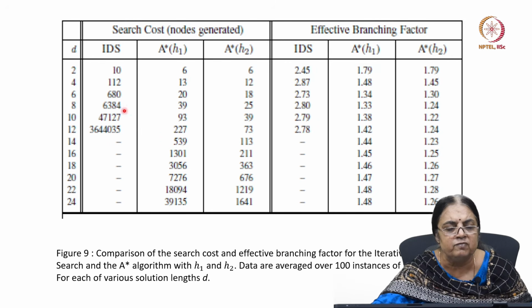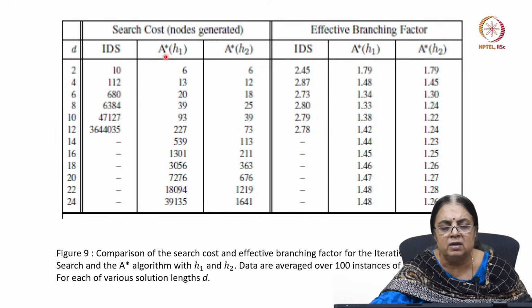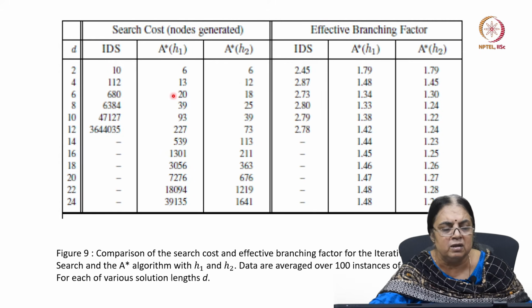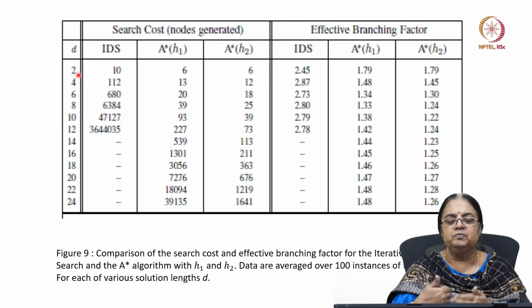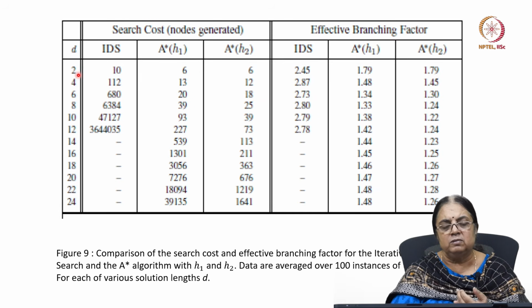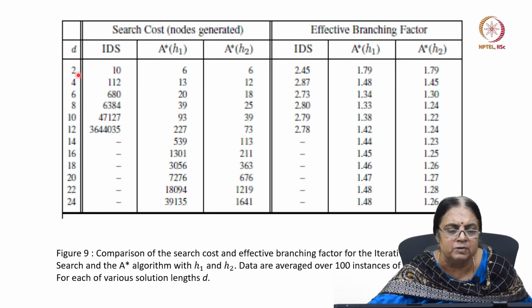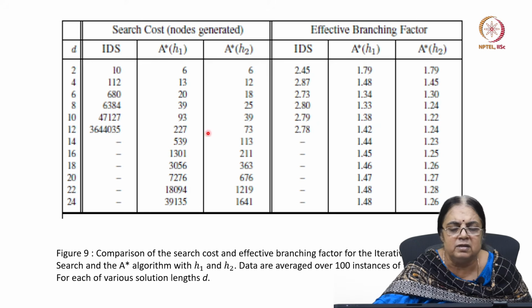So, you have three methods. One is the iterative deepening search, and A star with heuristic H1 and heuristic H2 were done, okay, and a lot of experimentation was done at different depths, right, and this is a solution that was got, okay.